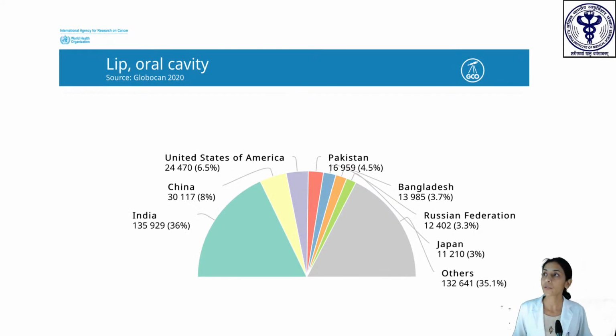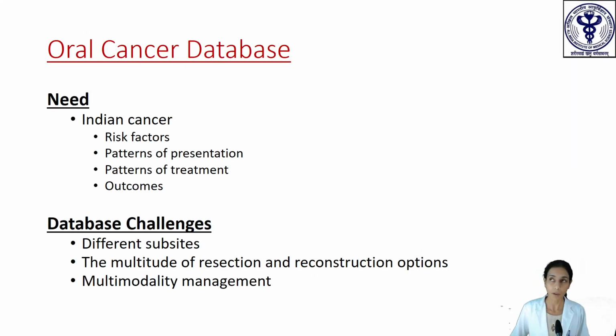The Indian contribution to the global burden in oral cancer is highest. According to Globocan 2020, it accounts for 36% in incidence and 42% in mortality. The cancer of the lip and oral cavity is the most common amongst Indian males. So this outlines the need for an oral cancer database.